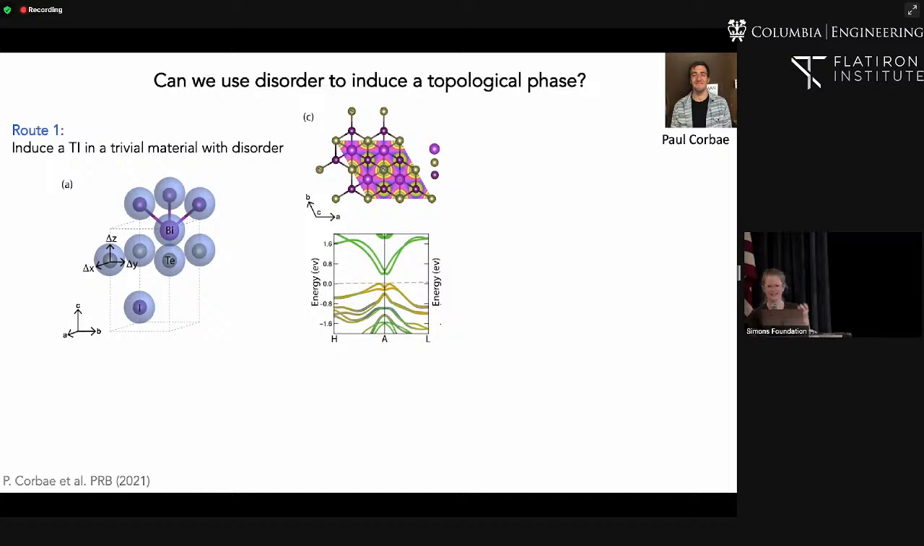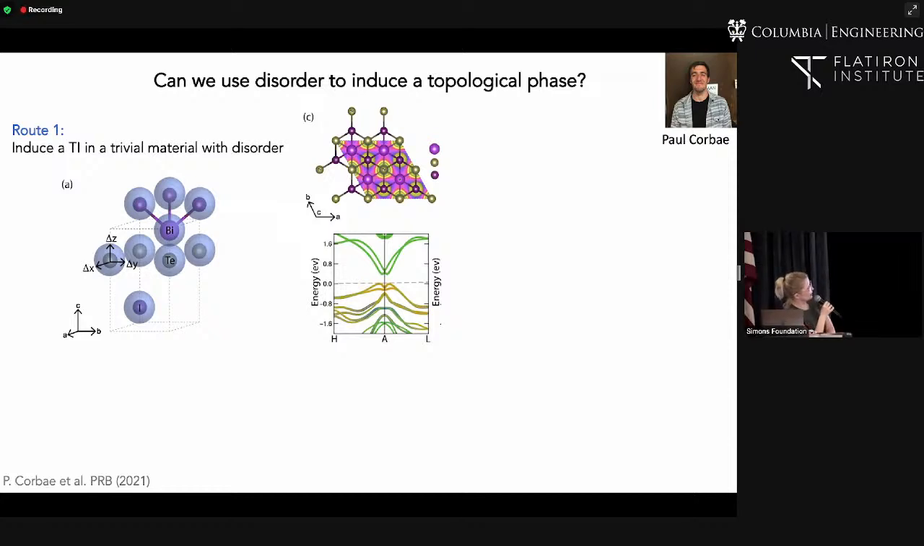His first PhD paper was actually a theory paper, even though he's been in the lab for 4 or 5 years. So this is all his work. Basically, we took this bismuth tellurium iodide. Here on the right-hand side, I have the crystal structure. You can see here, it's a Rashba material.